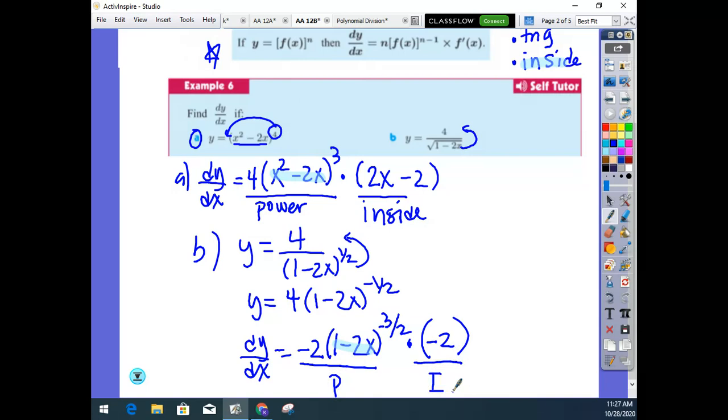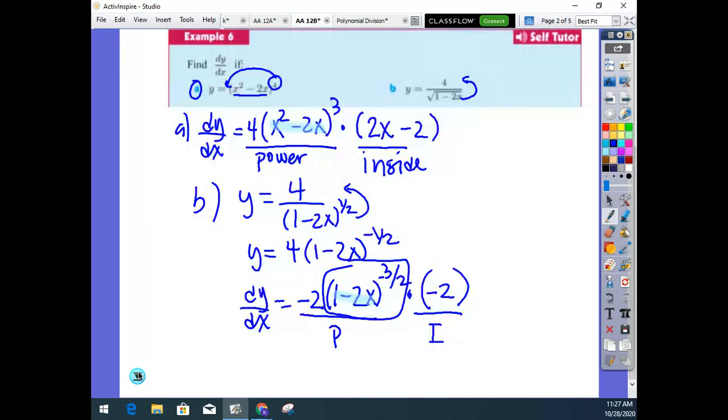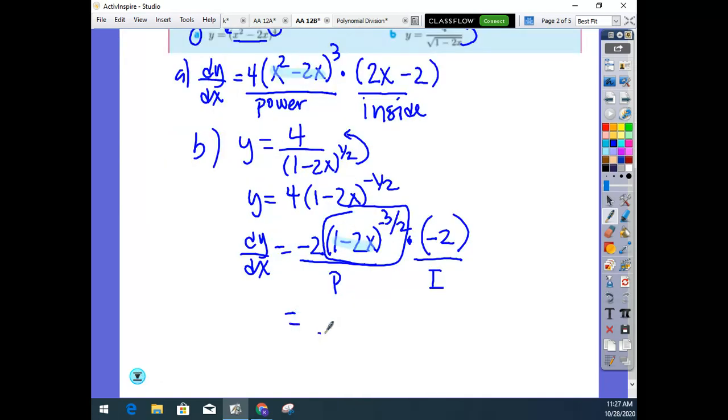Now, we could rewrite this, we could clean this up a little bit. Everything is being multiplied here, and this part has a negative exponent. So I can put this whole thing in the bottom, make the exponent positive, then take -2 times -2, which is 4. And that is it.